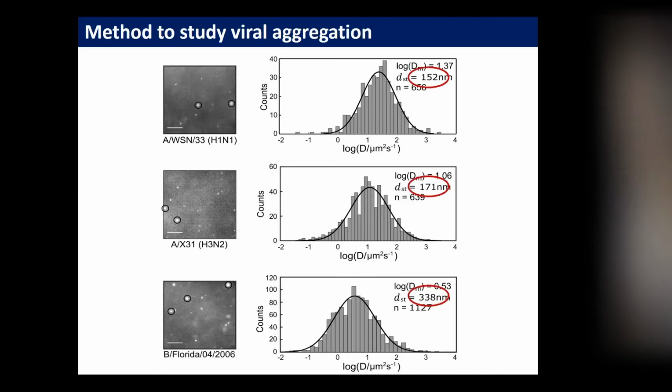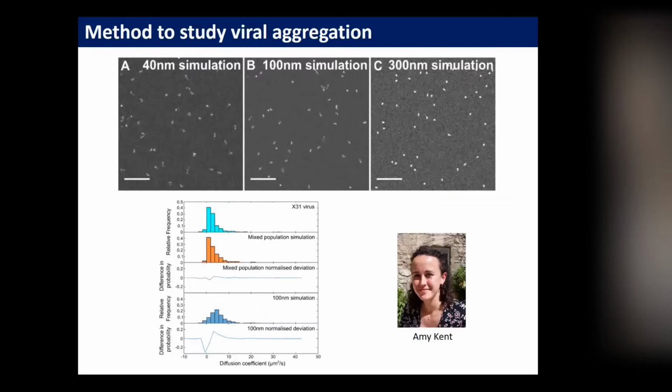That's just highlighting the size of the particles that we're seeing, which is a lot bigger than the 120 nanometers or so we're expecting. So this was supported by some simulations that Amy, another info student in the group, did, where she simulated the movements of mixed populations of labeled particles, and she was able to show that the results we were getting were from a mixed population of small aggregates rather than just single 100 nanometer diameter particles.